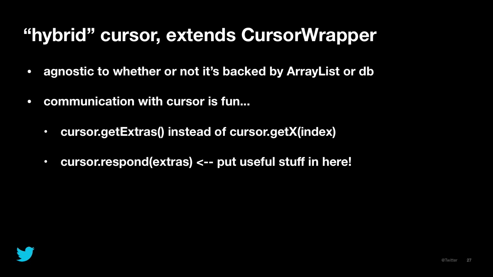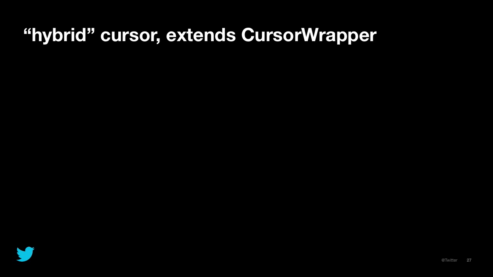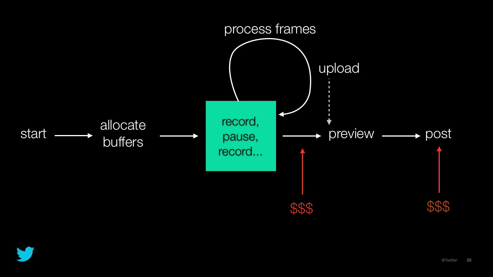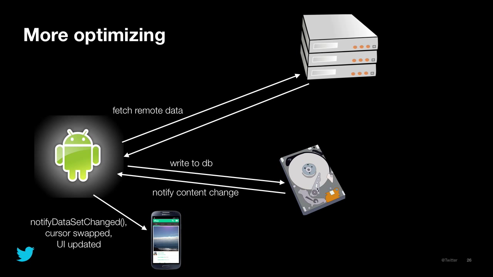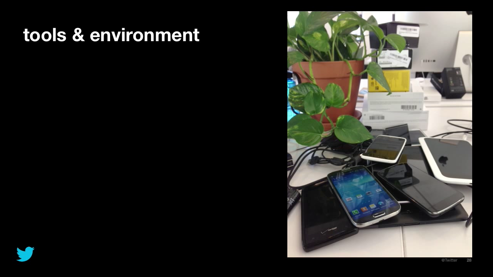Sorry if that was not super clear, but long story short, we have a cursor that will take data from the server and display it to you right away, and in parallel write that data to DB, so you're not waiting for the DB write in order to update your view. Cool? I see some nods. Does that make sense? Okay, tools and environment.